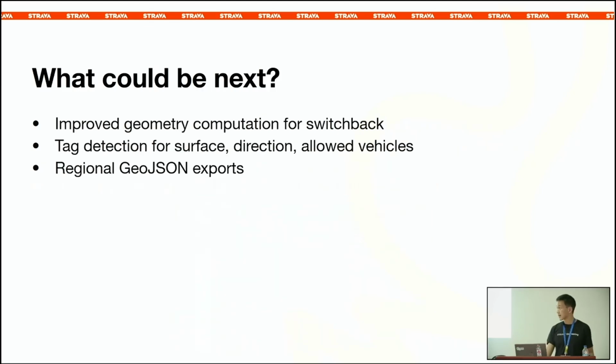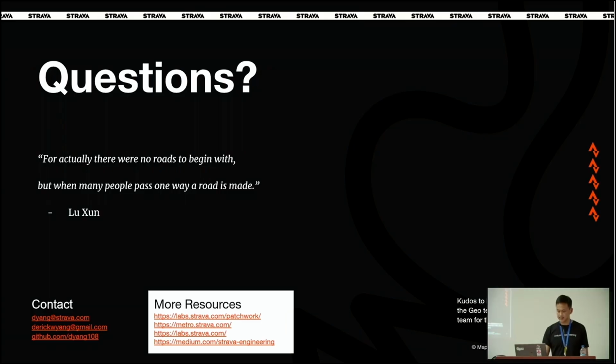So what could be next? We could improve geometry computation for certain scenarios. We could potentially do some tag detection, and there are regional GeoJSON exports instead of single edge exports. All right, so that's it.